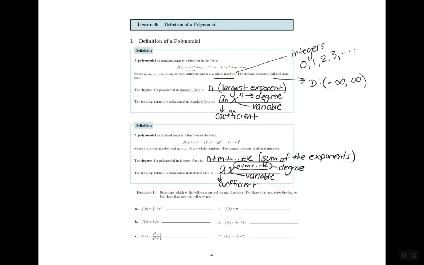If we read the directions on example 1, it asks us to determine which of the following are polynomial functions. For those that are, state the degree. For those that are not, tell why not. So our first job is to decide if each of the functions given below are polynomial functions. Keep in mind that the polynomial function may be written in standard form or factored form.